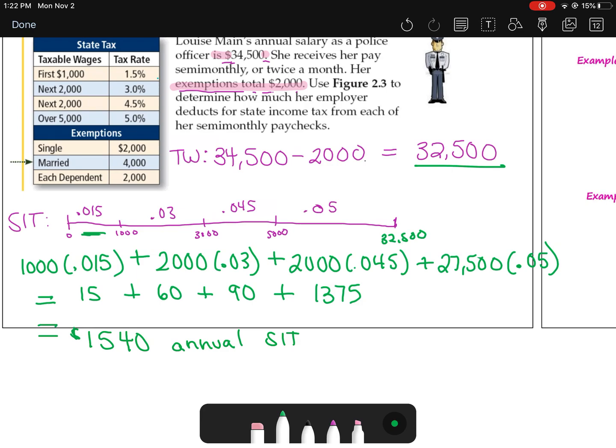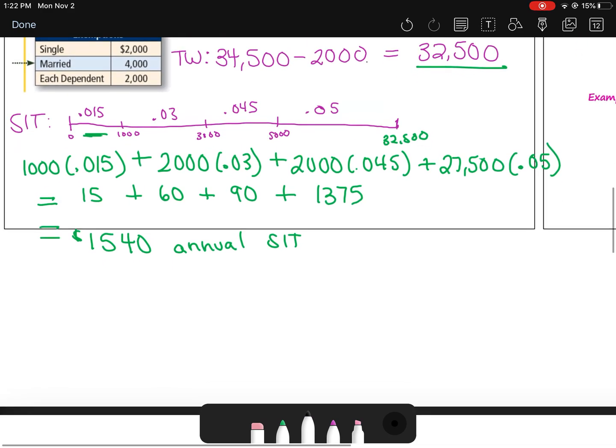Now, our question wasn't asking for annual. It said determine how much her employer deducts from each of her semi-monthly paychecks. Since I want to know for the paycheck, remember, I want to use that equation. I take my annual salary and divide it by the number of paychecks. So here's how much state tax I've had deducted for the year. I'm paid semi-monthly, so that's 24 paychecks.